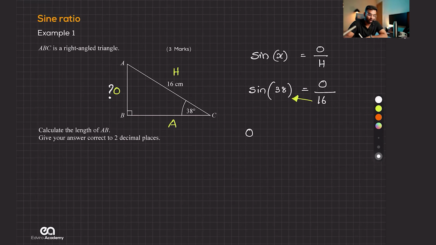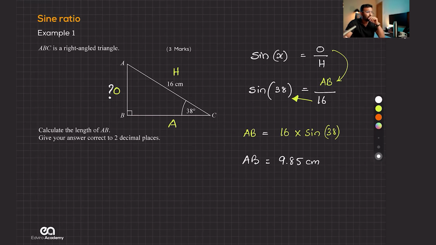Watch this. You could find O. Instead of O, it is perfectly all right, for more clarity, to write AB. O is the side AB, okay? So side AB equals 16 times sine 38. You can type that exactly as it is in your calculator, and AB equals whatever. So 16 times sine 38 is giving me 9.85 centimeters.